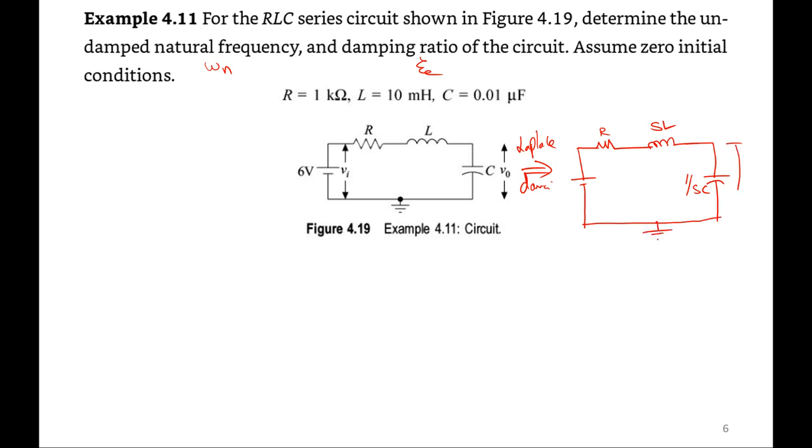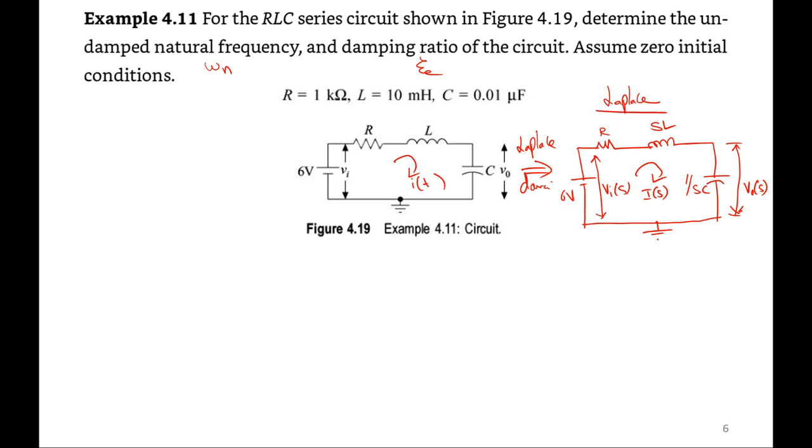Okay, this is V naught. So here I will call it V naught of S. And input here is Vi of S, and it is 6 volts, right? And current I is flowing. Let me take here current I of t. Here in Laplace domain it is I of S. So we'll get that this is the Laplace domain electrical network.